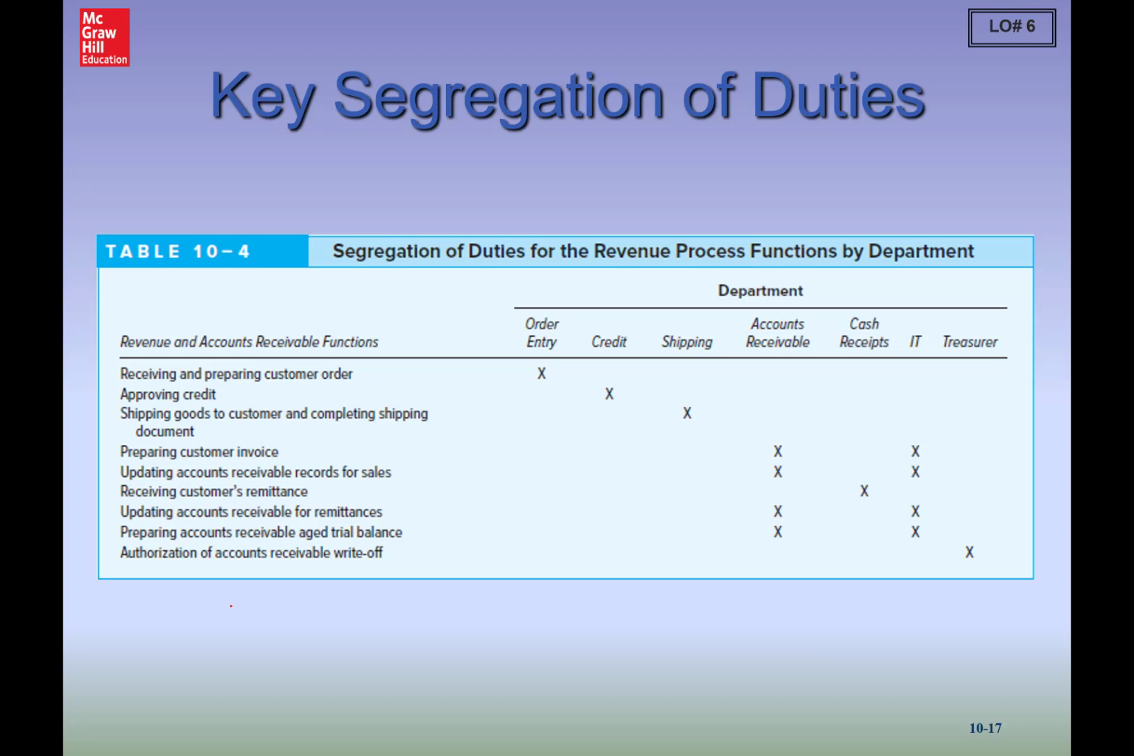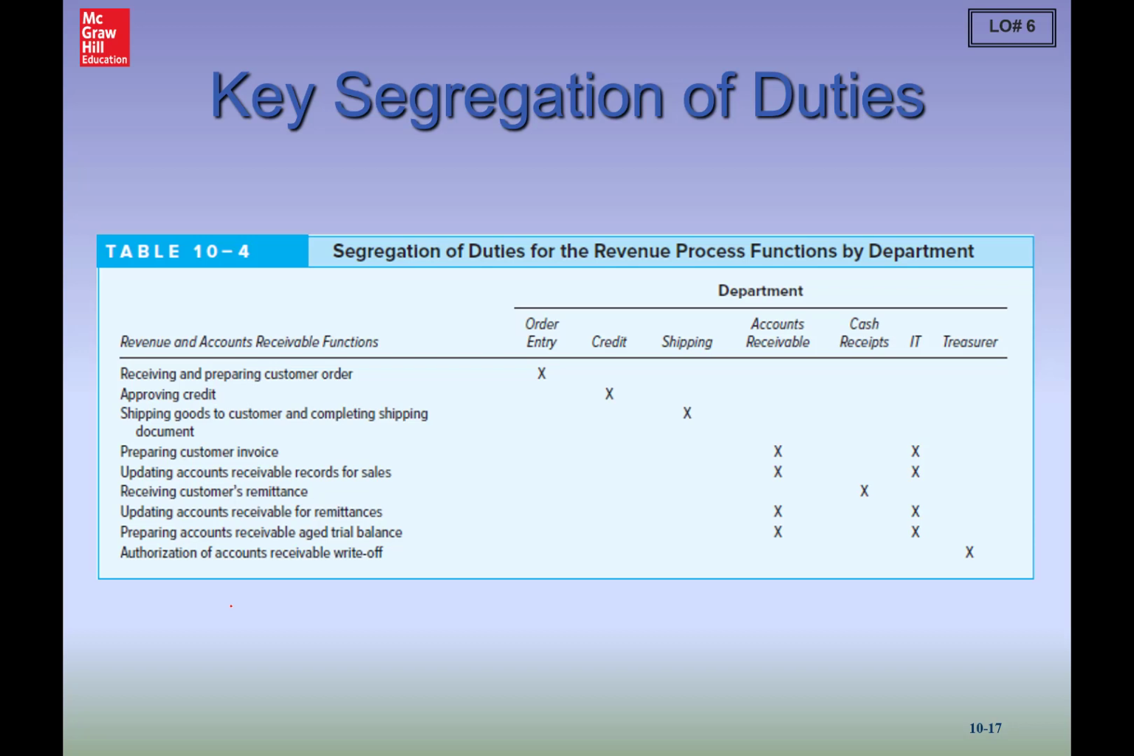Okay, so we sort of did this already. Receiving the order is order entry. Approving the credit is credit. Shipping is shipping. That's custody. Accounts receivable is going to include preparing the invoice, updating the accounts receivable, updating accounts receivable for remittances, and preparing the accounts receivable aged trial balance, okay? Cash receipts is going to be separate.